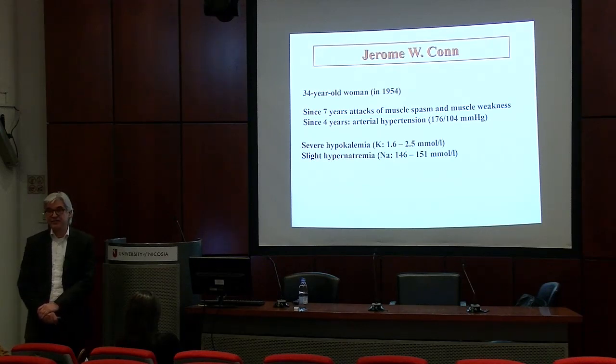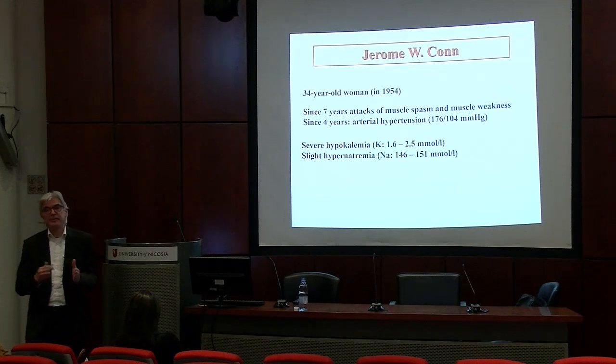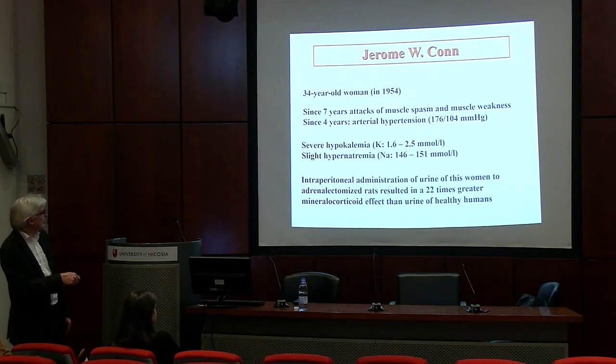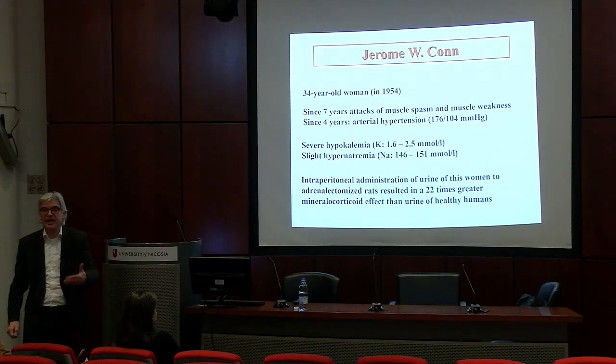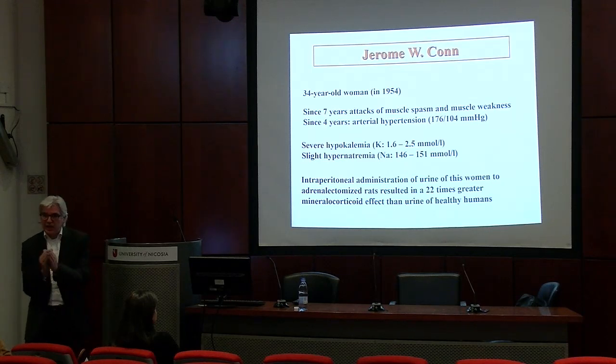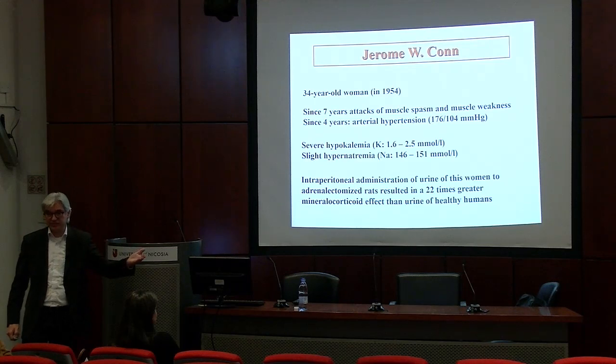It was 1954, so an aldosterone assay was not available. So he had to use experimental animals. So he used rats from which the adrenals had been removed. So actually rats with Addison's disease. And then he administered urine of this lady into the abdomen of these rats.